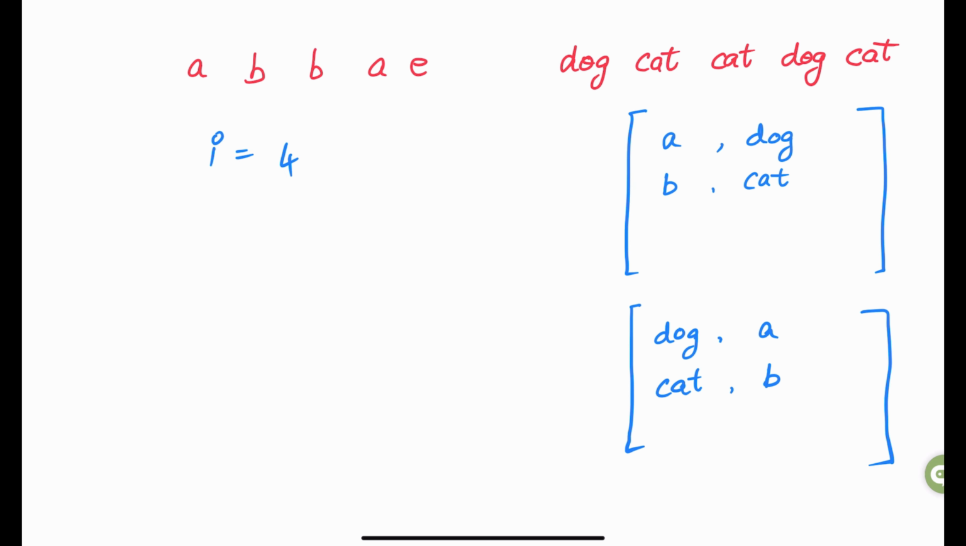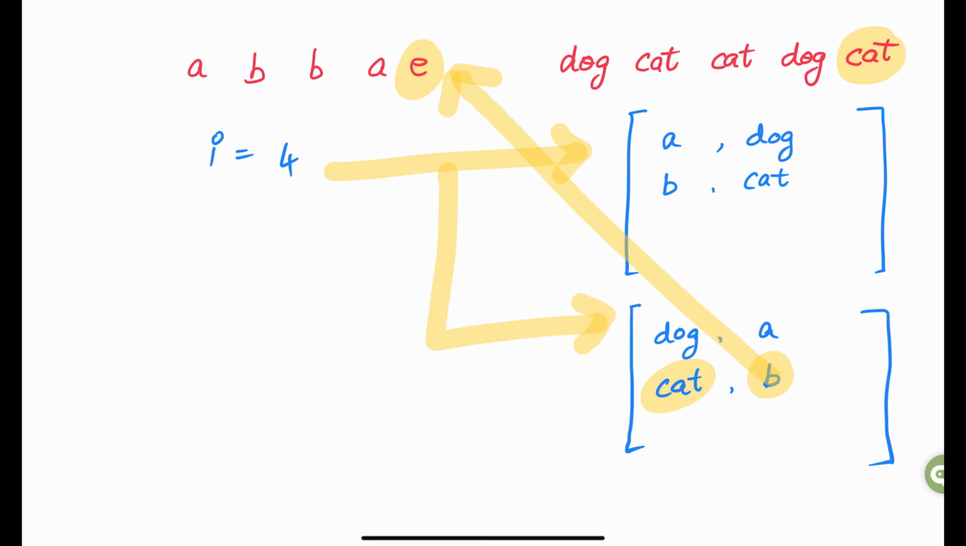With i equal to 4, this is where things get interesting. The character is E and the word is cat. We'll check if E exists in the first collection. It does not exist. We'll check if the word cat exists. It does exist and its corresponding value is B, which does not match the character that we are looking at. So we'll stop the iteration here and return false.